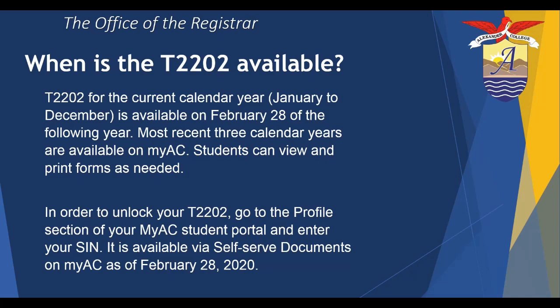The most recent 3 calendar years are available on myAC. Students can view and print these forms as needed. Only the most recent 3 calendar years will be available directly to students.